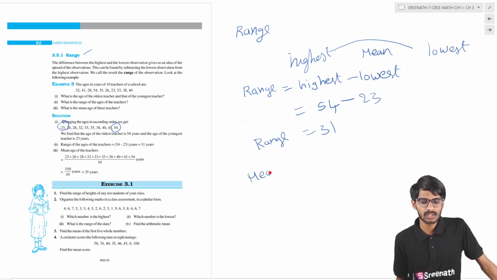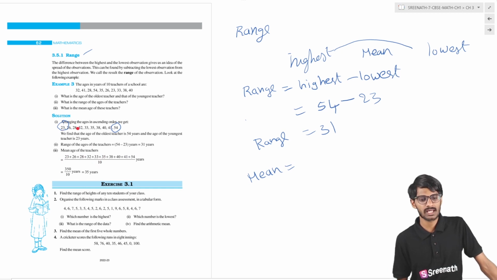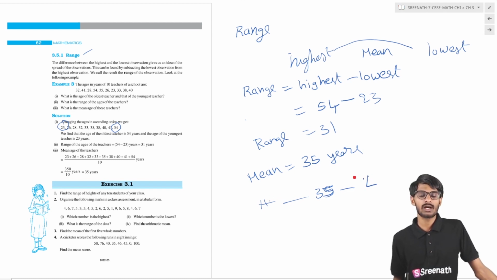Now if you find the mean, what is the mean? If you add all those years and divide by the number of observations, there are 10 observations, you will get 35 years. So 35 years is the mean, students. From highest to lowest there is about 31 years of gap, and the values are spread out around 35. So this side some 15, this side some 15, like that, students.